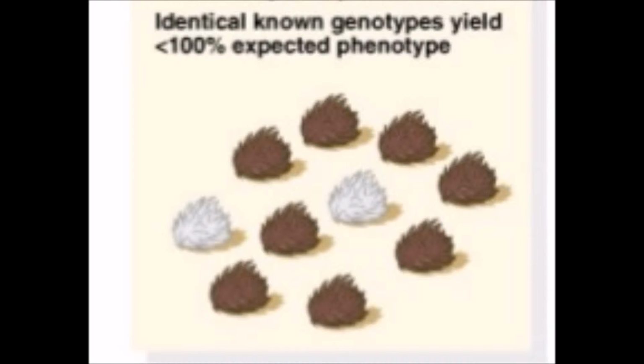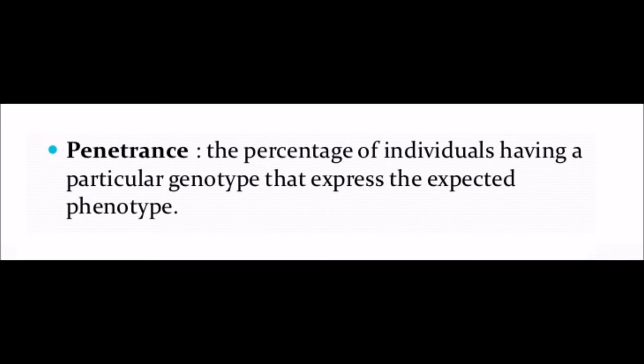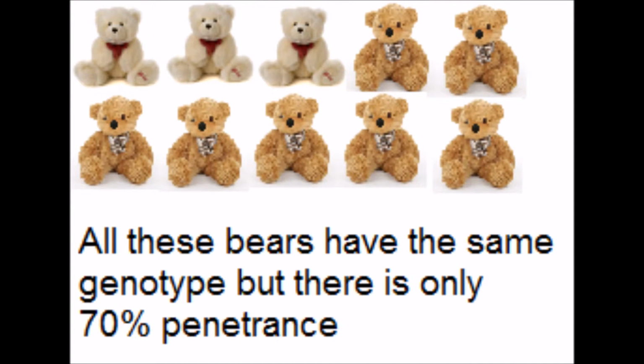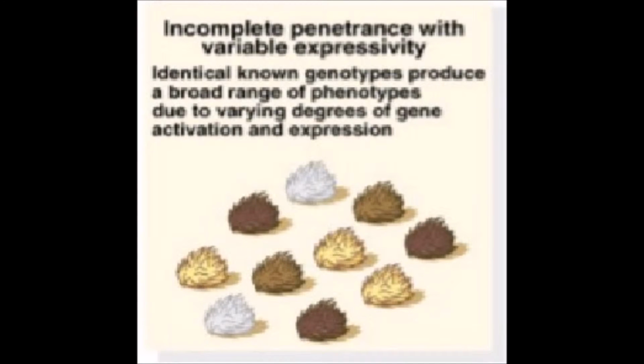Another exception to the results that Mendel observed is that sometimes not all the individuals who have a particular genotype display the phenotype associated with it. Individuals with the same genotype can also express that genotype to different degrees in the phenotype. The percentage of individuals that have a particular genotype who display the associated phenotype is known as that genotype's penetrance. For example, if a genotype is associated with dark fur but only 70% of the individuals who have that genotype have dark fur, it means there is 70% penetrance. The degree to which a genotype is expressed in the phenotype is known as expressivity. Some genotypes can show both incomplete penetrance and variable expressivity.